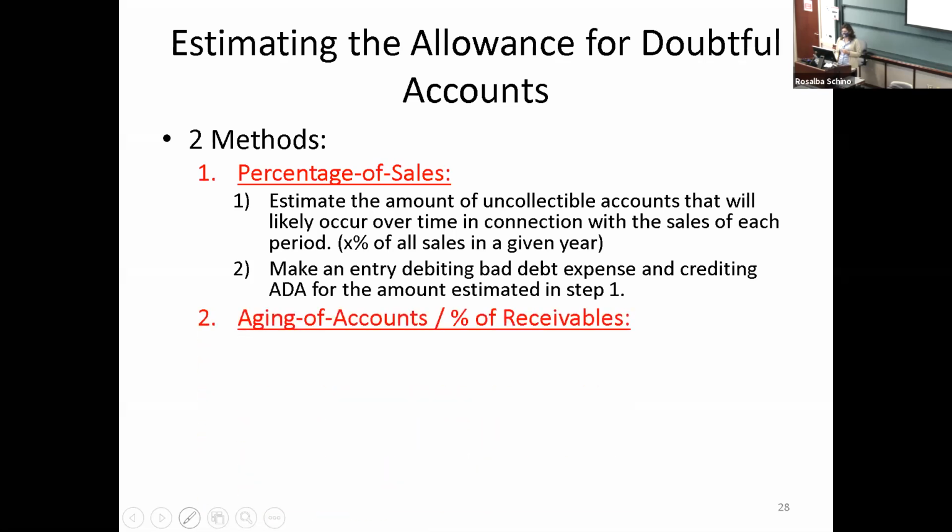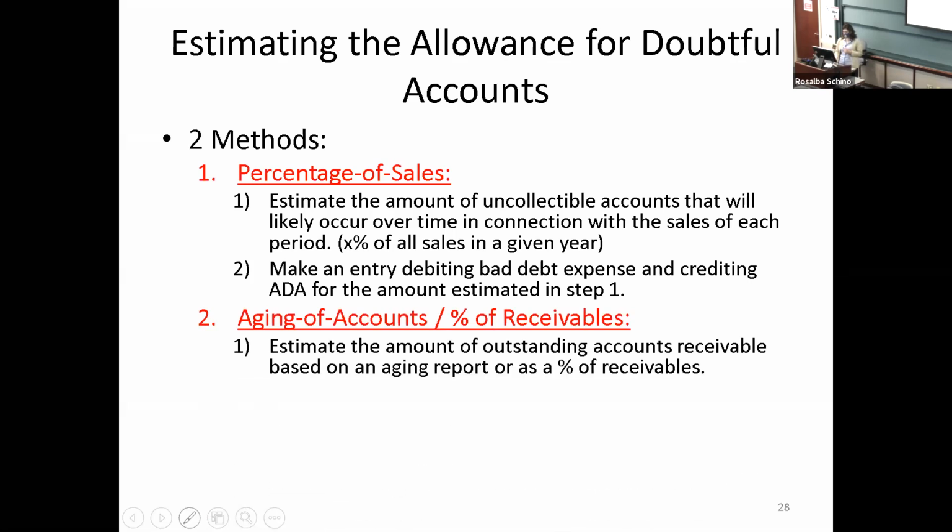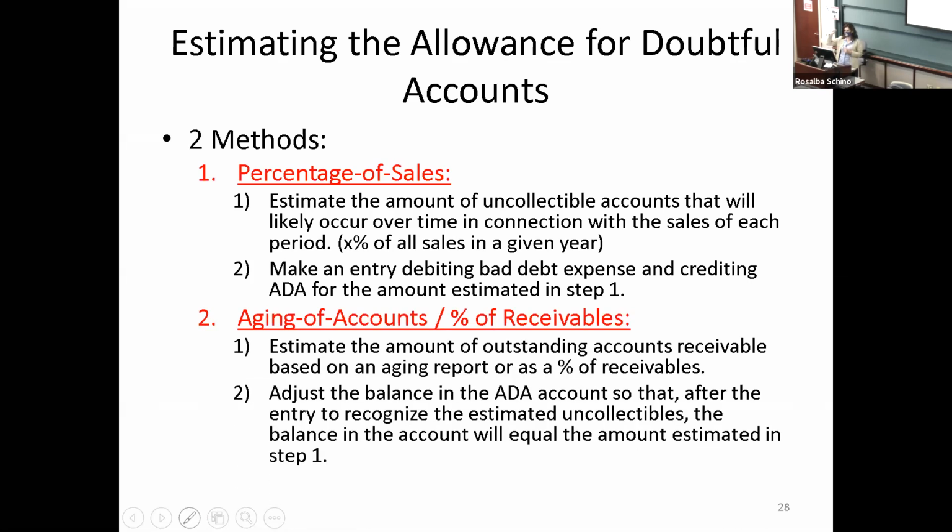The second method will be the aging or percentage of receivable. So one method estimates the allowance based on percentage of sales, so based on the percentage of sales of a given year. The other method estimates the allowance needed, like the uncollectible accounts of one particular year, based on the percentage of receivable.